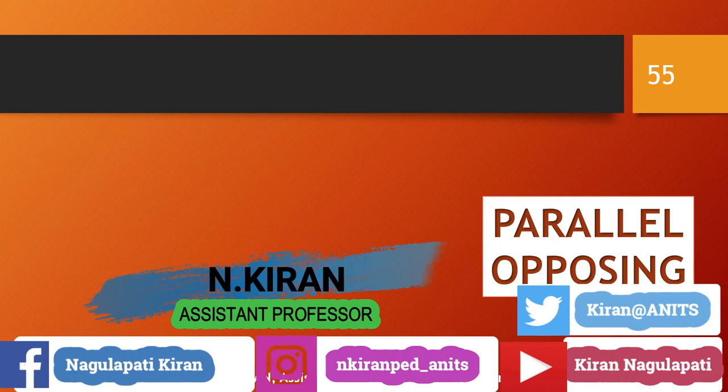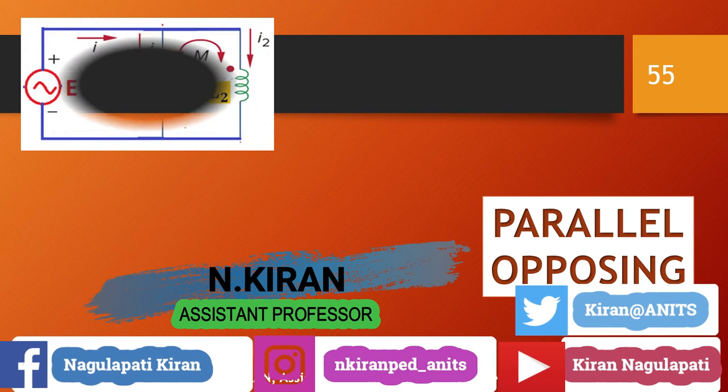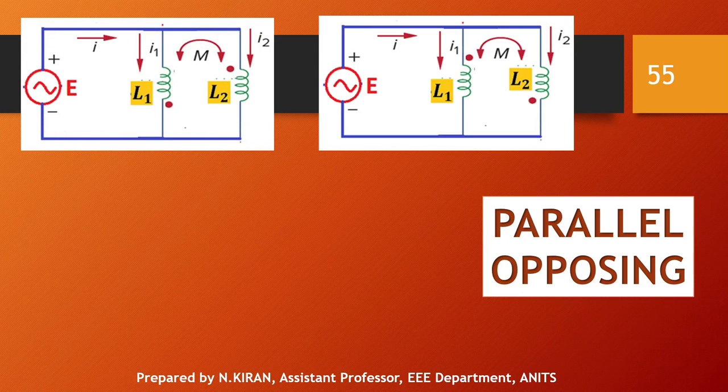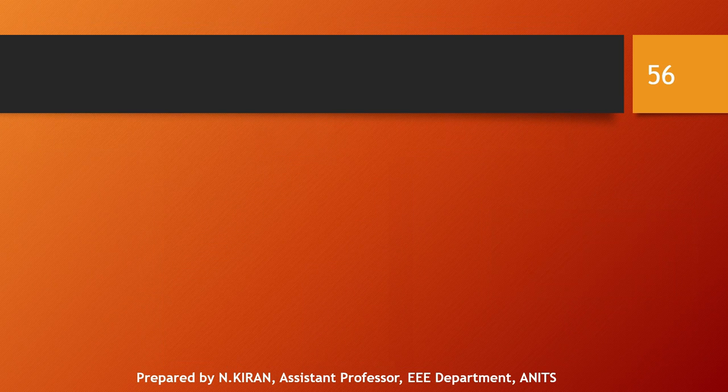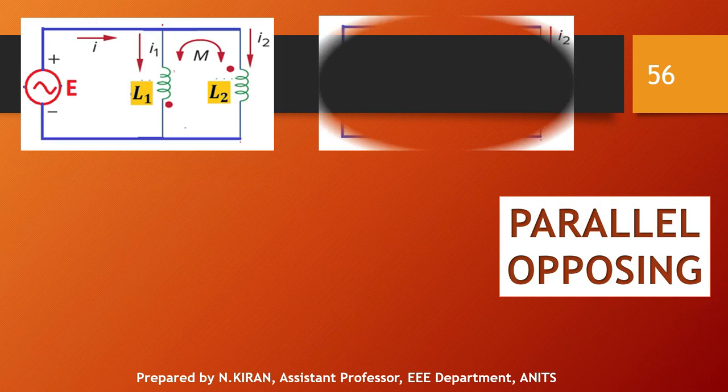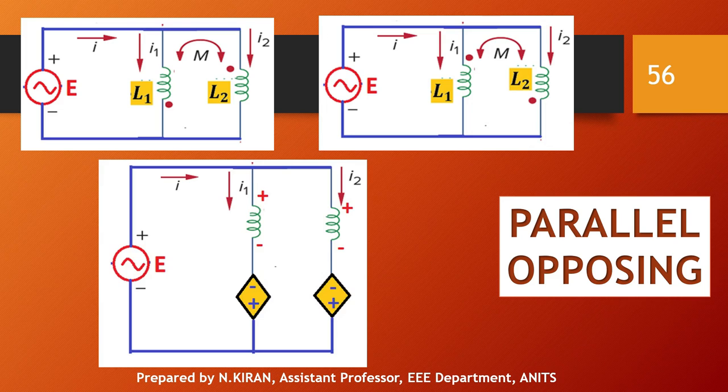And the last case is parallel opposing. Parallel opposing is nothing but in one coil the current enters the dotted terminal, and in the other coil the current leaves the dotted terminal. So here also, after finding the electrical equivalent of this magnetically coupled circuit, we will get the polarities to be minus plus in both the coils.